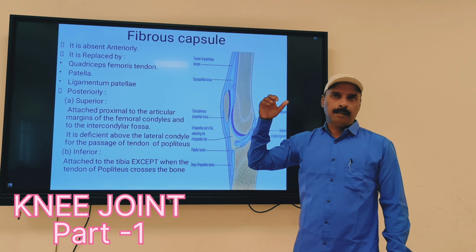Okay, anteriorly it is deficient. So this structure you should understand. This is a side view of the knee joint. So this is very important to understand what the fibrous capsule is.